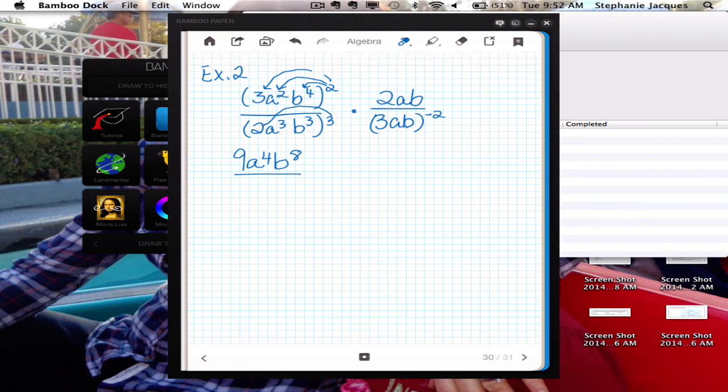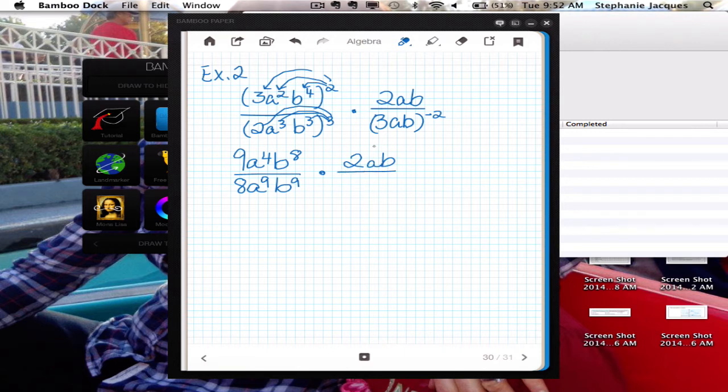So let's do the same thing to the bottom. So I have 2 to the 3rd power, that's 2 times 2 times 2, which comes out to be 8. Then I have 3 sets of a to the 3rd, so I'm going to have a to the 9th. And then I have 3 sets of b to the 3rd, so I have b to the 9th. I don't need to do anything with my 2ab, so I'm going to leave it there.